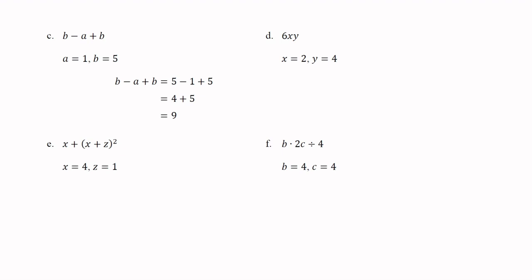In D, x is 2 and y is 4. We just substitute those in. 6 times 2 times 4. We multiply left to right. 6 times 2 is 12, and 12 times 4 gives us 48.